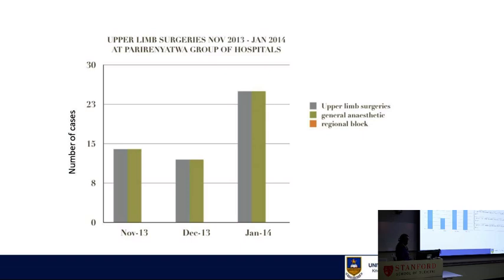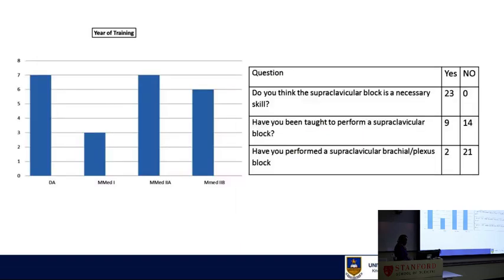When we spoke to the students, there were 23 students in the department at the time, who all thought it was a necessary skill. But despite thinking it was a necessary skill, only 9 had actually ever been taught how to perform a supraclavicular brachial plexus block. Of note, this was very didactic lectures. We don't have simulation labs. It wasn't anything practical; it was all very theoretical teaching. And of those 9 who had been taught, only 2 had actually ever performed one.